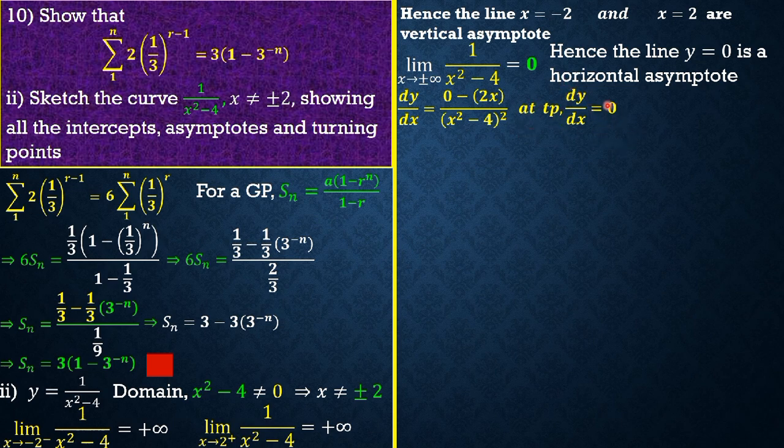When x is 0, guys, we put in back x equal to 0 into the original function. We're going to have y being like -1/4. So that's what we have.